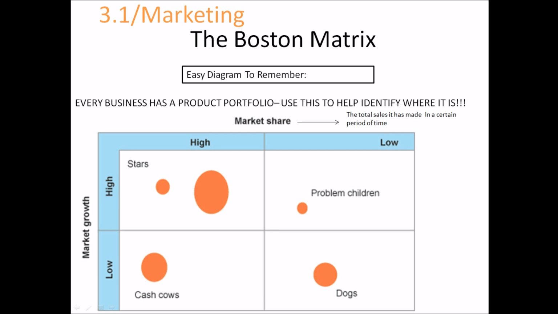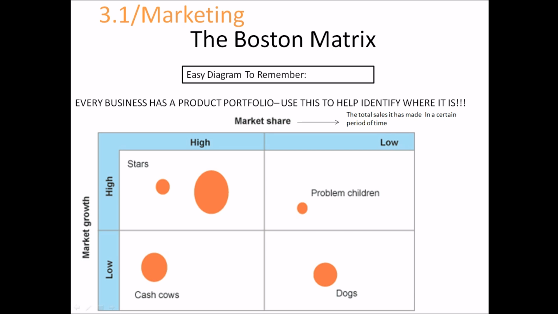Next is the Boston Matrix. Every business has a product portfolio, and you use the Boston Matrix to identify where the product is in a market. In other words, Cadbury have lots and lots of different products. They will put their chocolate bars or their products into a section on the Boston Matrix to see where they are. Now there's 4 parts.